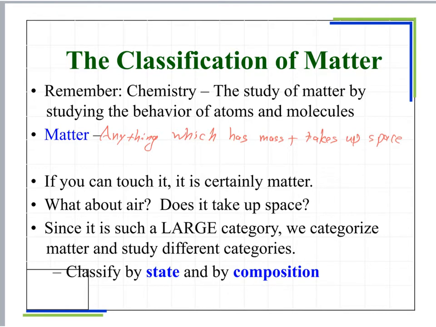So as you see, matter is a very large category. In order to study matter, you have to put it into different categories. So when we see anything that falls into a category, we know what the properties are. We are going to categorize matter by state and by composition. In this video, we are going to classify matter by state.